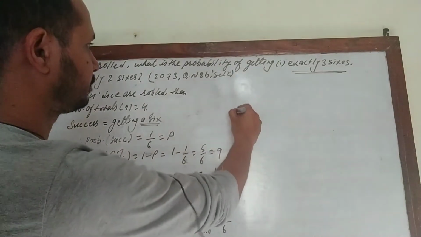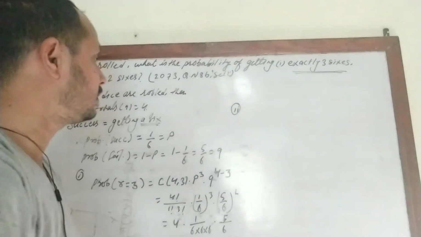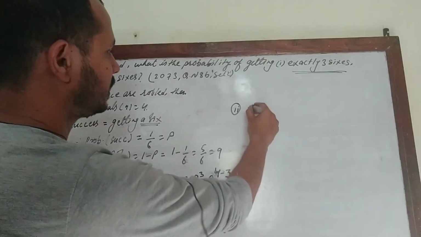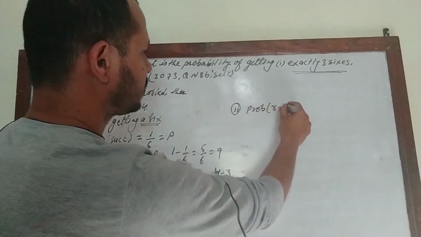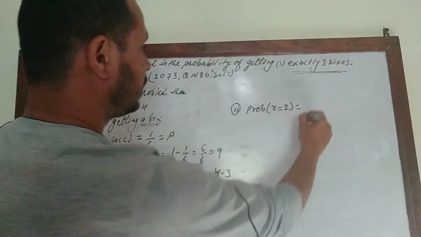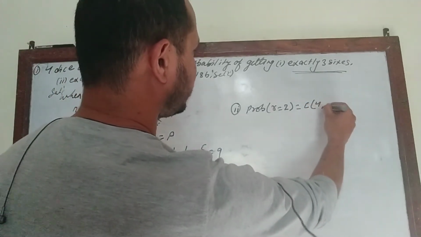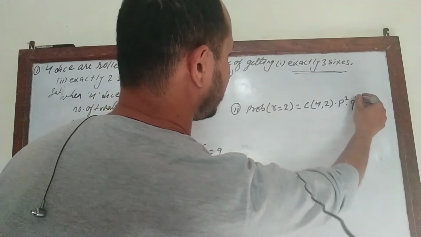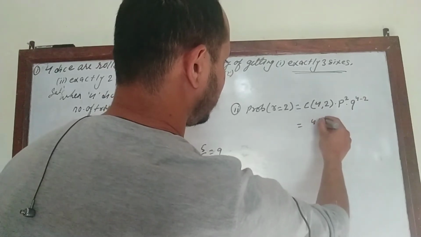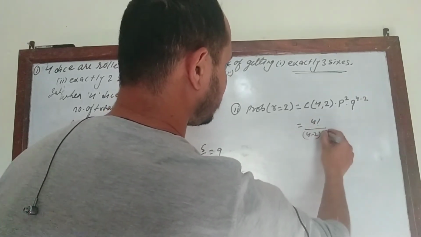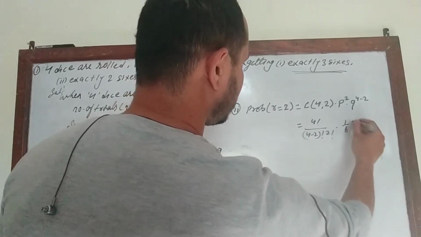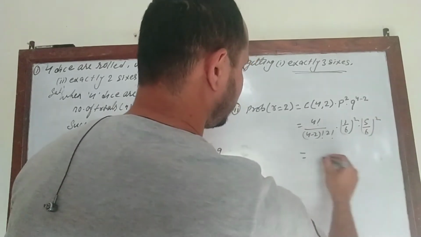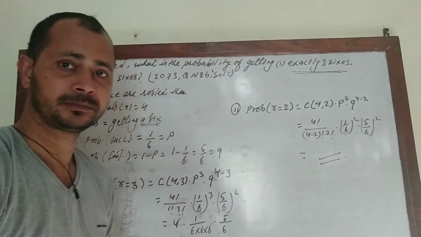Similarly, second, here we need the probability of getting exactly 2 sixes. Same way, the combination of n factorial by taking 2 at a time, p to the power r into q to the power n minus r, where it is n factorial over (n minus r) factorial r factorial, times 1 by 6 square into 5 by 6 square. The simplification will give the value of this. Have a look.